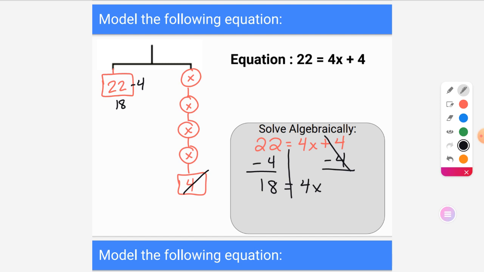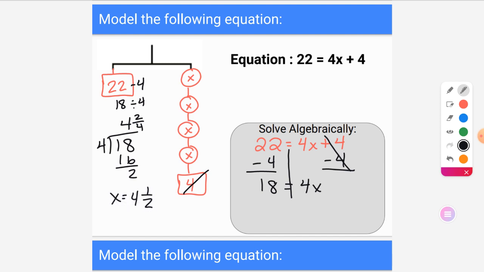What would I do next in the hanger diagram, Meyer? If I know this 18 has to be split up amongst those 4 x's, I would take 18 divided by 4. Let's do that. Let's just give our answer as a mixed number. 4 goes in 18 how many times? 4. 4 and 2/4, is that the best answer? No. What is it?